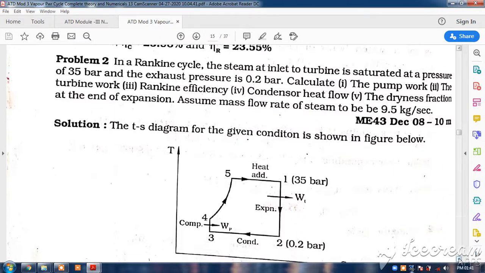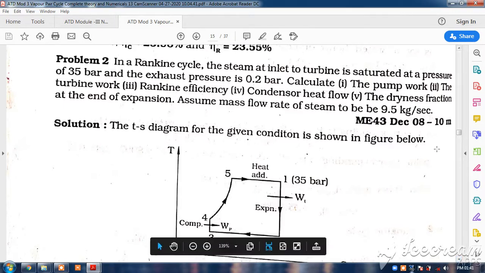Take the second numerical on Vapor power cycle. This is also asked in the industry exam for 10 marks.